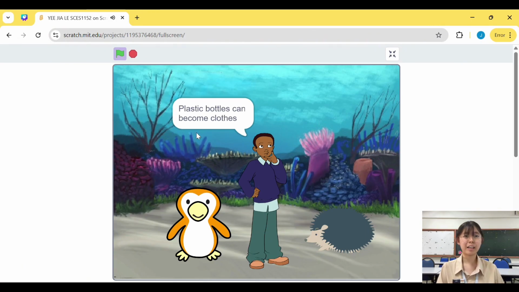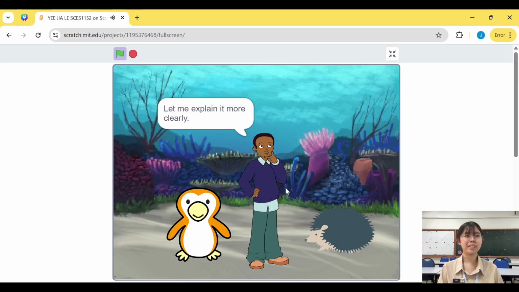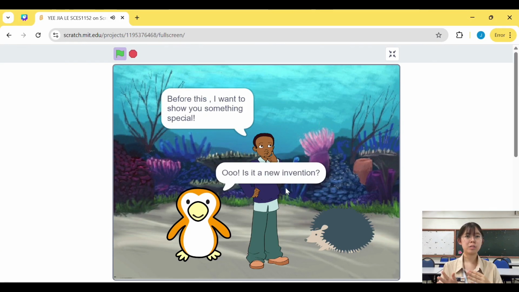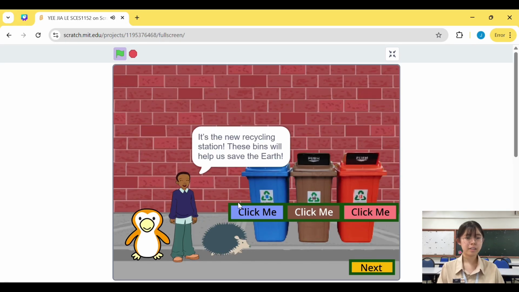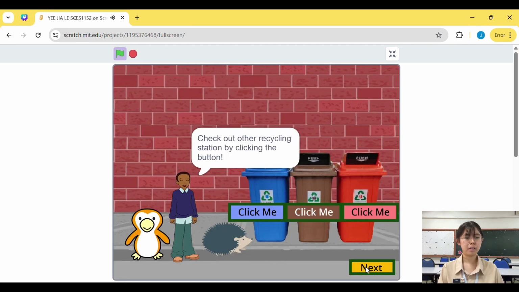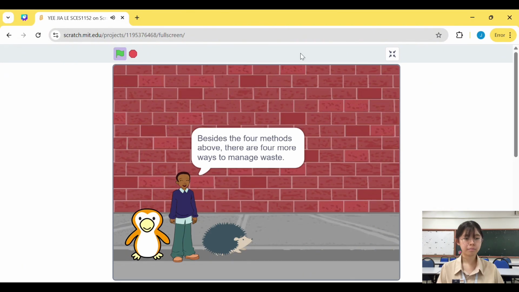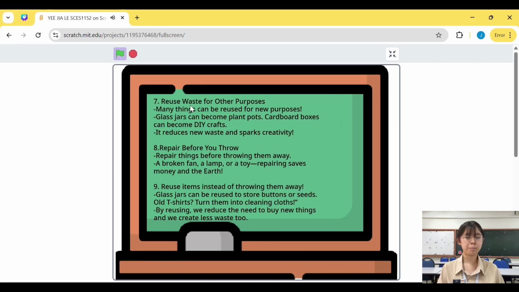This is also storyline 3, about the recycling bin. Since the recycling bin is very important, I focus on it to let students differentiate the waste material correctly. So these 3 buttons are clickable, and when students click, it will pop up the information about the bins. And this is adult proper waste management.